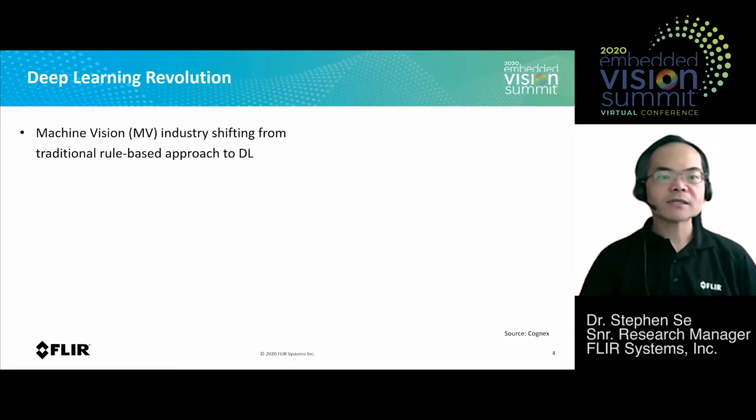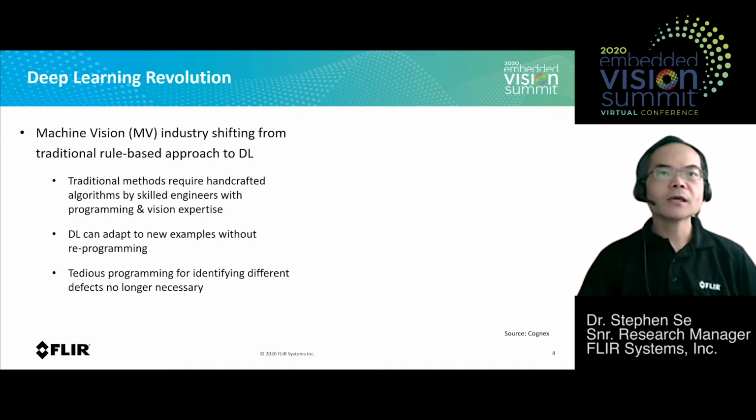Deep learning is now revolutionizing the machine vision industry. Machine vision industry is shifting from traditional rule-based approach to deep learning. Traditional methods require handcrafted algorithms by skilled engineers with programming and vision expertise. Deep learning can adapt to new examples without reprogramming. Therefore, tedious programming for identifying different defects is no longer necessary.